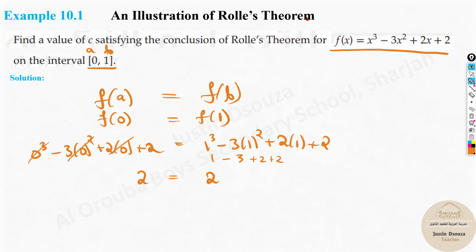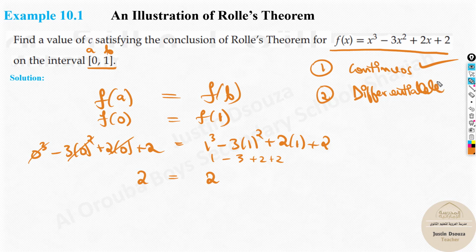Yes. The first condition is continuity. Yes, it's continuous. The second condition is differentiable. It should not need to be differentiable everywhere, just on the interval between 0 and 1. Yes, it is, since this polynomial function is differentiable everywhere, so there is no problem at all. Now the third one is f(a) equals f(b). Is that met? All three conditions are met. Now we can use Rolle's theorem.